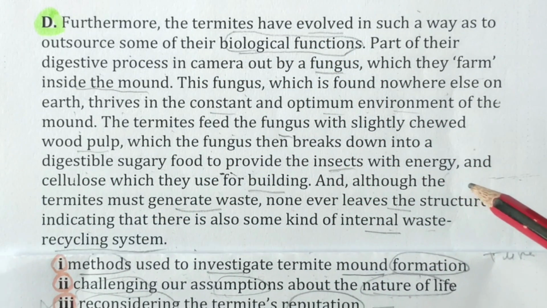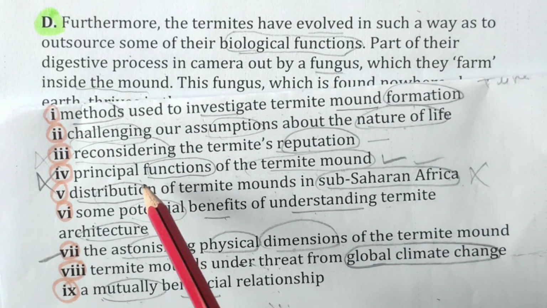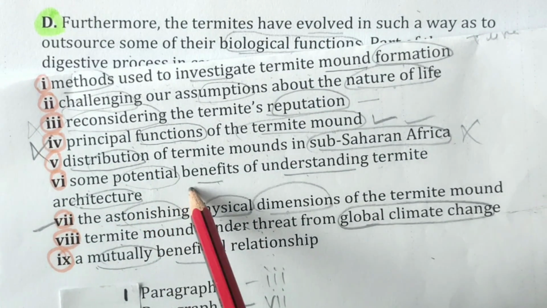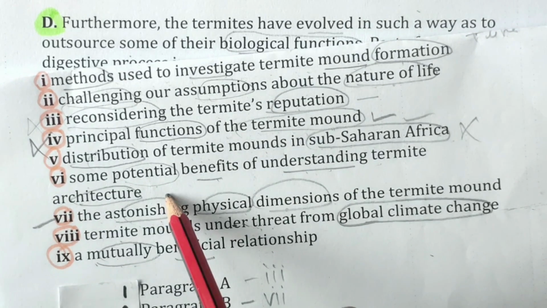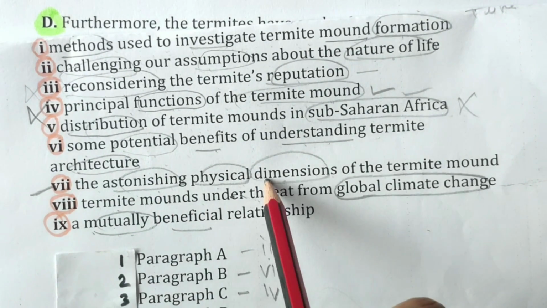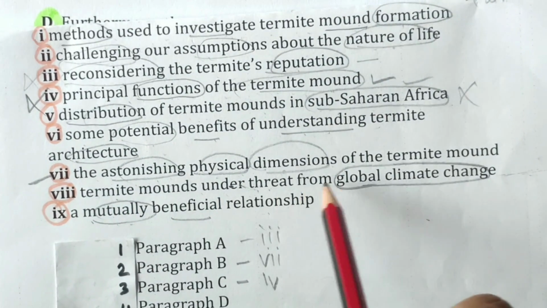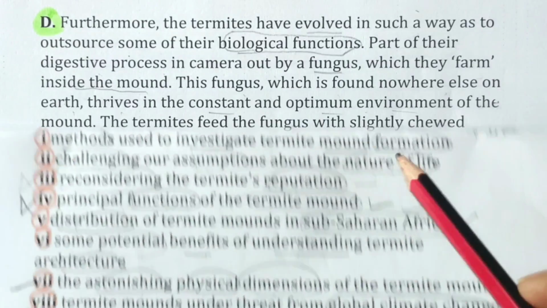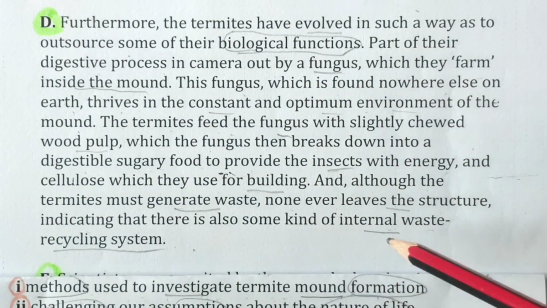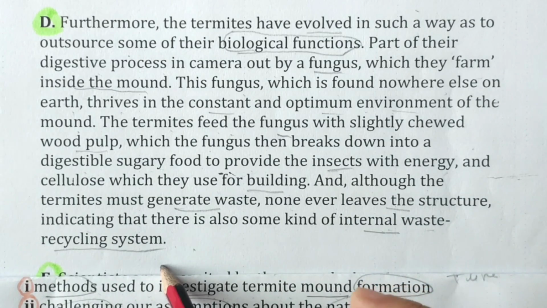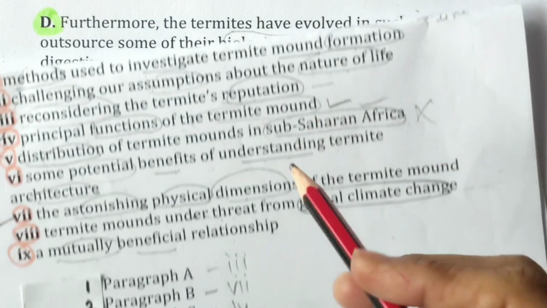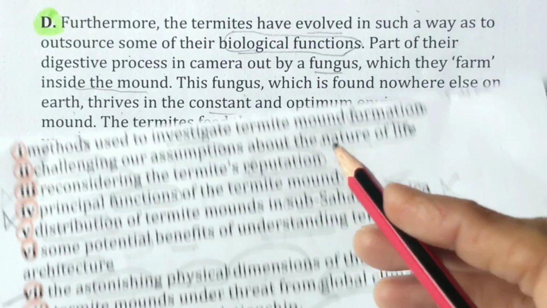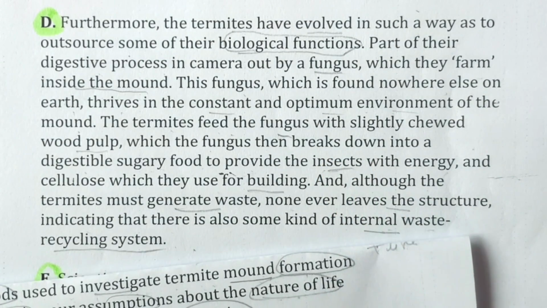No, nature of life, I don't think so. Here it is given. These two we have done. Distribution, this no. Some potential benefits of understanding, this is also not. Dimension we have done. Termite mounds under threat, only this much is left. It means mutually beneficial relationship. Biological function also they have given. Internal waste recycling system also they have explained. So I will go with that because nothing is matching with D number paragraph.